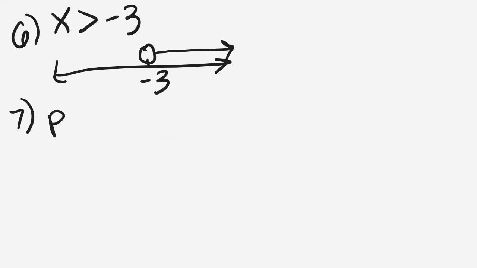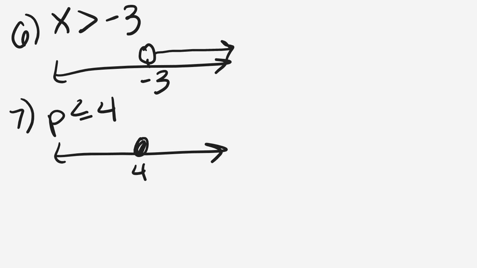Alright, so for 7, we have p is less than or equal to 4. We draw our number line. Here's the number 4. That is going to be a filled in circle because we do have the little line under the alligator. That means or equal to, that means it includes the 4. So our little bag is full, the 4 is in it. And we want all the p's that are less than 4. So we're going to draw our arrow that way.